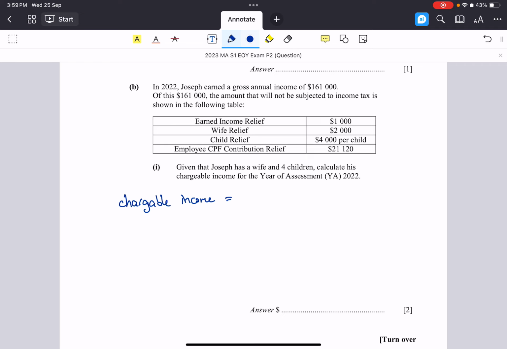equals, right? We'll start with his salary, minus away the relief. He earned some income, so we minus away 1,000. And he's married with a wife, so minus another 2,000 relief. And then he has how many children? 4 children, right? So minus 4 times $4,000 per child.